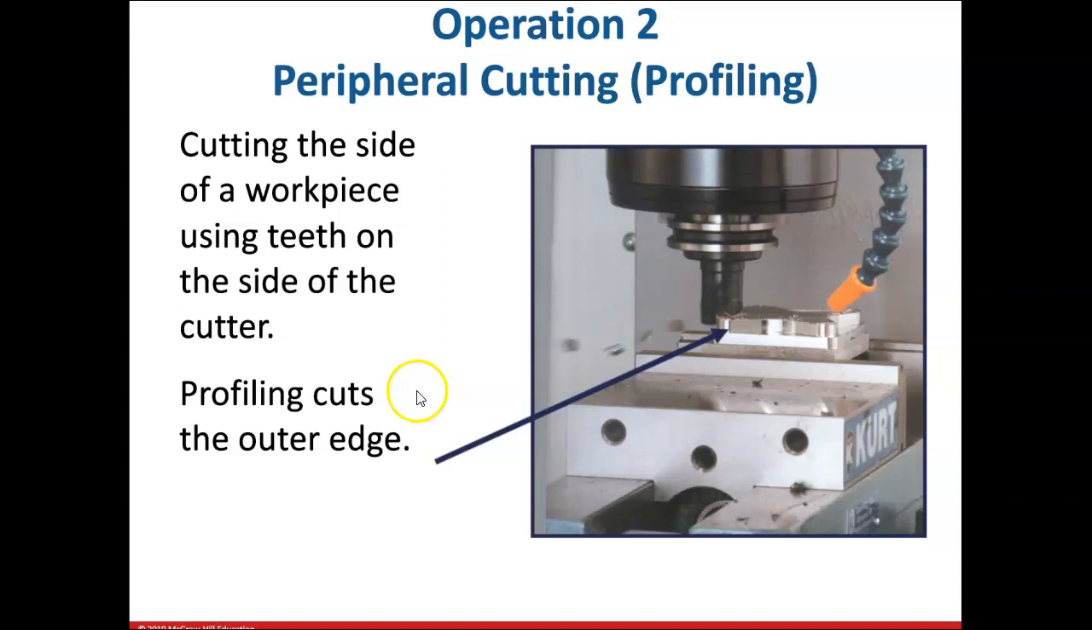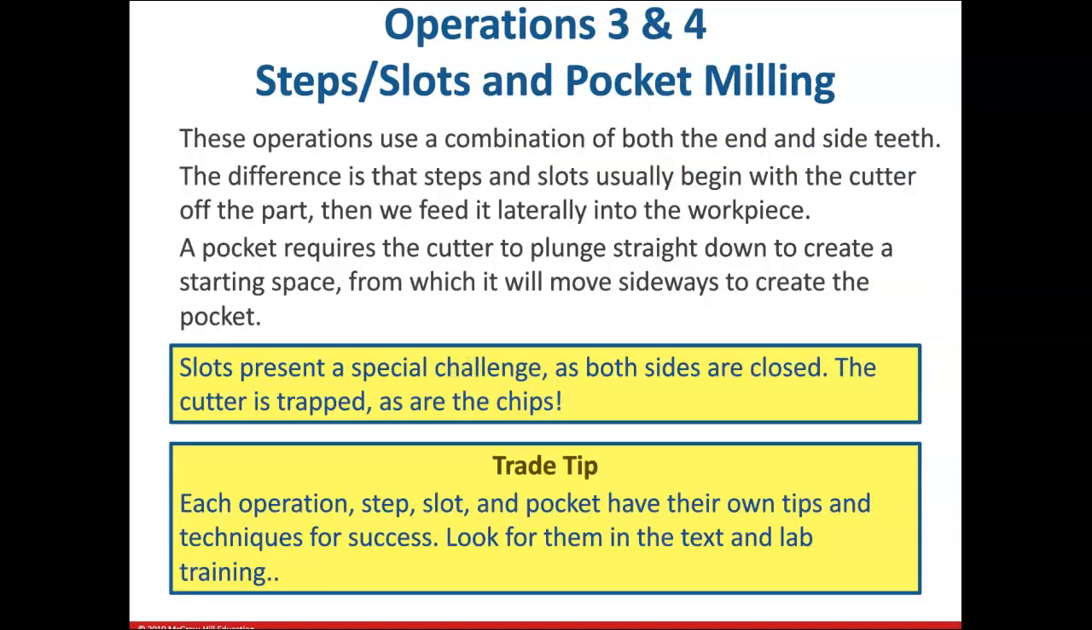Operation 2 is peripheral cutting or profiling. Some of you are familiar with this too, where we cut the side of the workpiece using the teeth of an end mill. We could also use what is referred to as a face mill or a shell mill, but we get these profile cuts basically going around the outer edges. So that would be considered peripheral milling or profiling. We also talk about machining steps or slots and pocket milling. So you've got to be aware of that terminology.